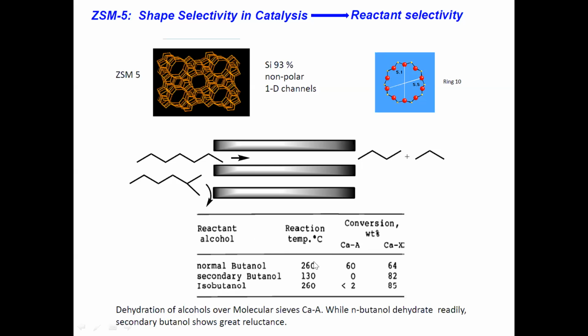And this is a particular reaction, normal butanol, okay. And I think this is the dehydration of alcohol over a molecular sieve. While n-butanol dehydrates readily, secondary butyl alcohol shows great reluctance because it cannot get inside the pores.